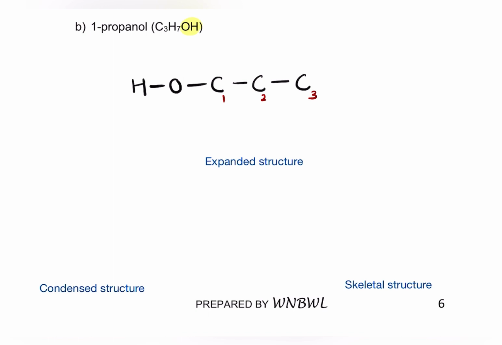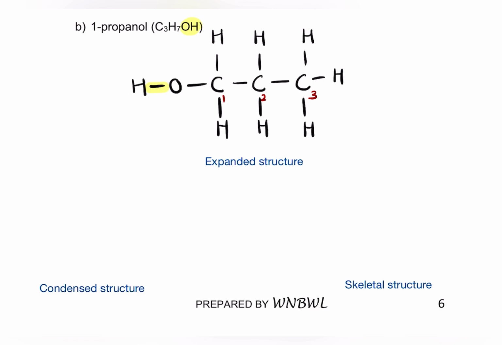Now, I'm going to continue with the next one. Make sure each carbon got 4 covalent bonds. So, you got the first carbon with 2 more left, the second with 2 more left, and the third with 3 more left. And I'm going to fill in each carbon with the rest of the hydrogen atoms. 1, 2, 3, 4, 5, 6, 7. And now you will get the same number of atoms as its molecular formula, C3H7OH. And this is the expanded structure for 1-propanol. And please be careful here, this bond needs to be shown.